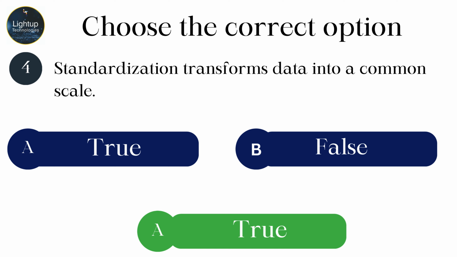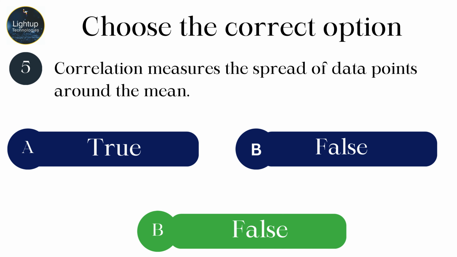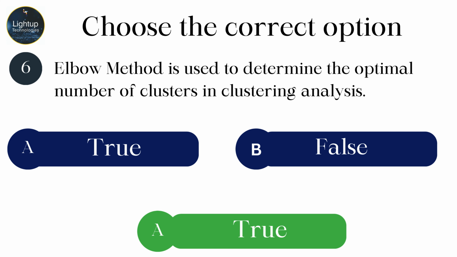Standardization transforms data into a common scale. Correlation measures the spread of data points around the mean. Elbow method is used to determine the optimal number of clusters in clustering analysis.